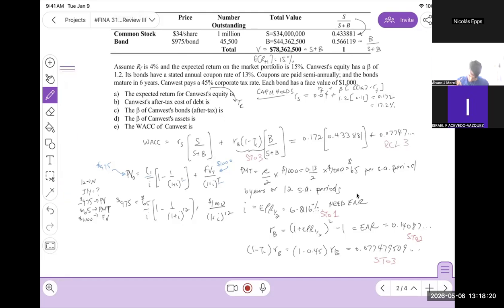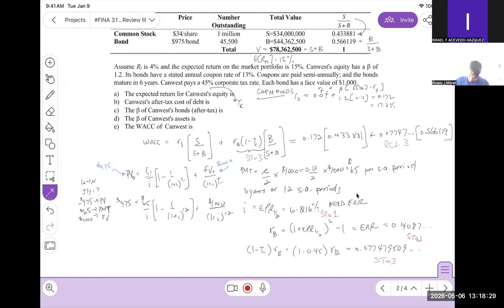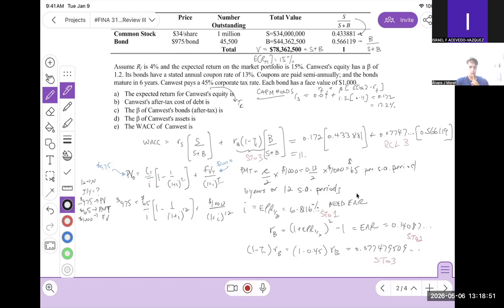And then with that weight, 0.566119. Now on the exam, I'm not going to make these long decimal things. It's going to be pretty basic. I'm just getting you to practice and become proficient, but I'm not going to make it too messy. So when you put it all together, you should get that the WACC is 11.849.